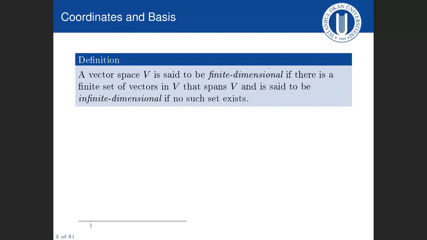A vector space is said to be finite dimensional if there is a finite set of vectors in V that spans V. And it's said to be infinite dimensional if it's not possible to find such a set. If it's not possible to find a finite set of vectors that spans the whole vector space.